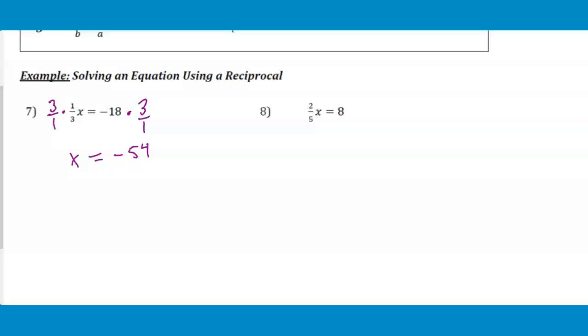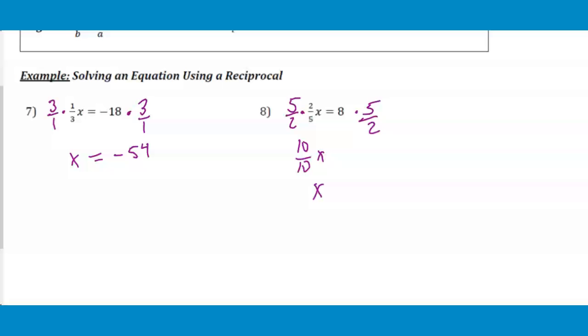Let's look at number 8. 2/5. I need to get rid of that. Well, I could divide each side by 2/5, but dividing by a fraction means multiply by the reciprocal. So I can multiply by 5 over 2 on each side times 5 over 2. And I want to show you what happens here when I actually multiply 5 over 2 times 2 over 5. That's going to give me 5 times 2 is 10. Now, normally I wouldn't write this out. I'm just showing you why this works. 2 times 5 gives me 10. And 10 over 10 is 1. And those are x's. So 1x can just be written as x.